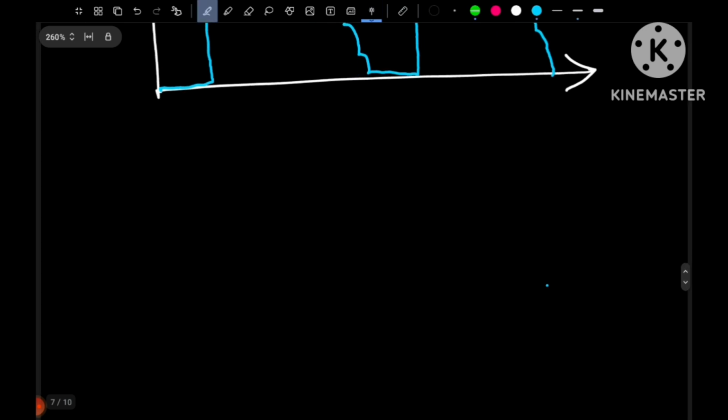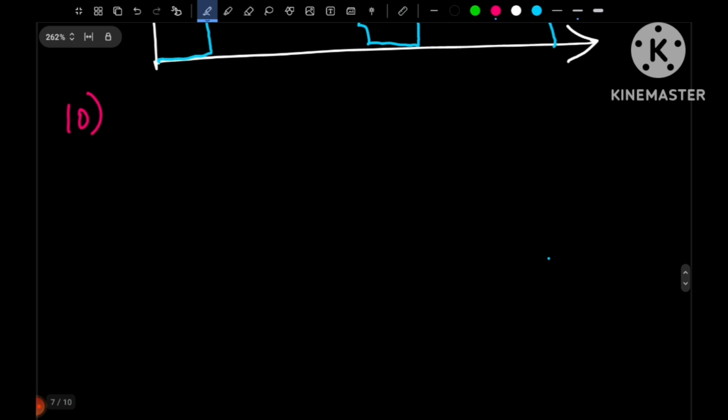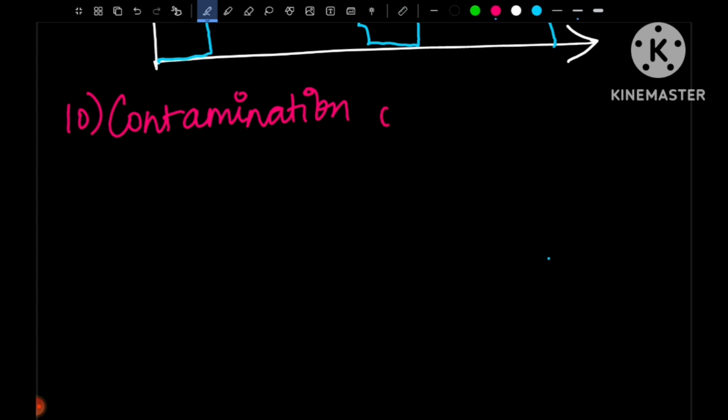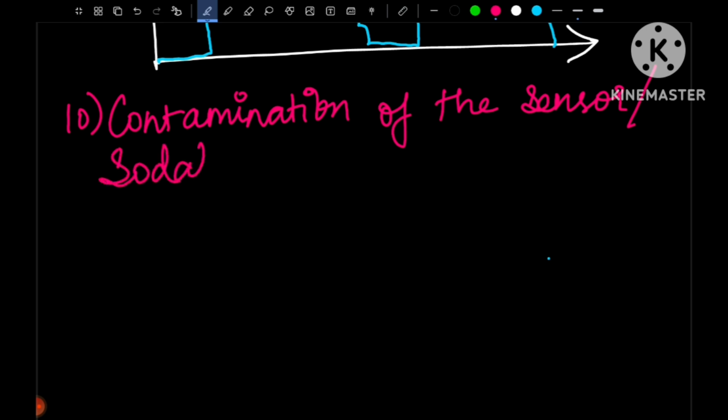Next, what you are going to see is contamination of the sensor or soda lime exhaustion. There might be contamination of the sensor or soda lime exhaustion. So we are going to see it here.